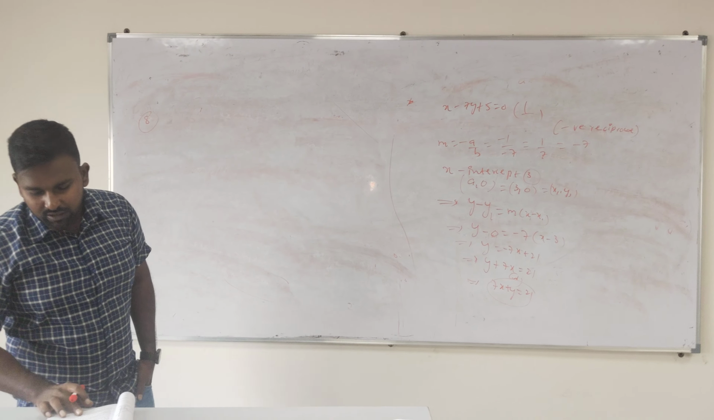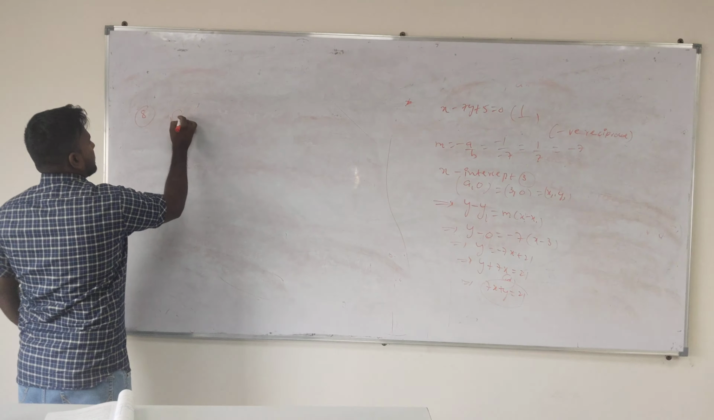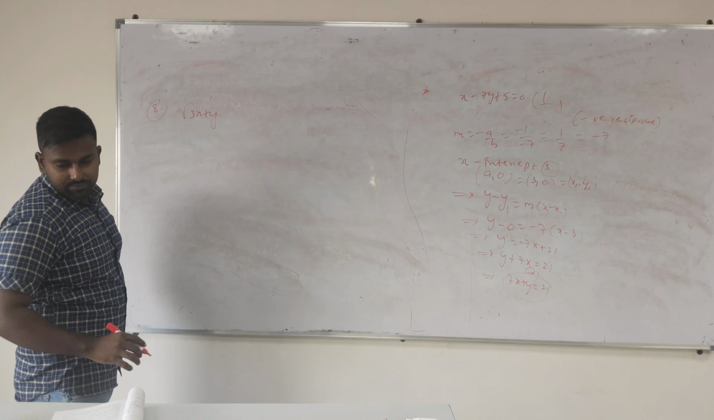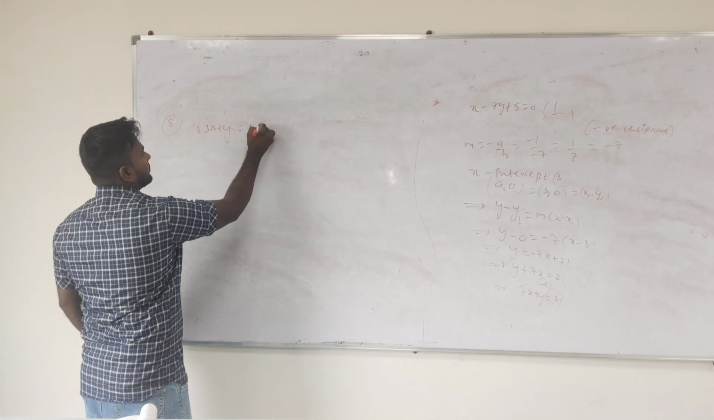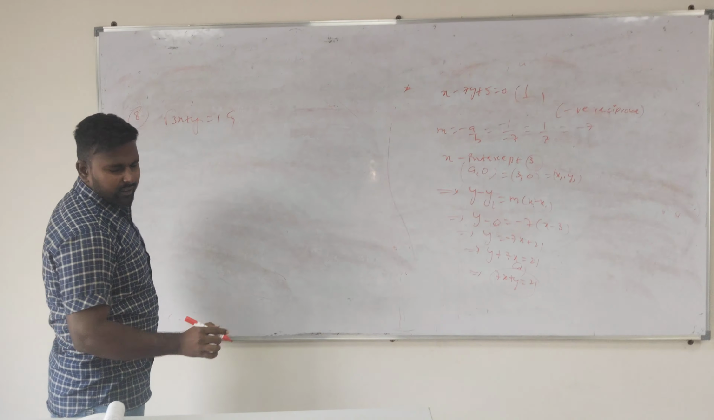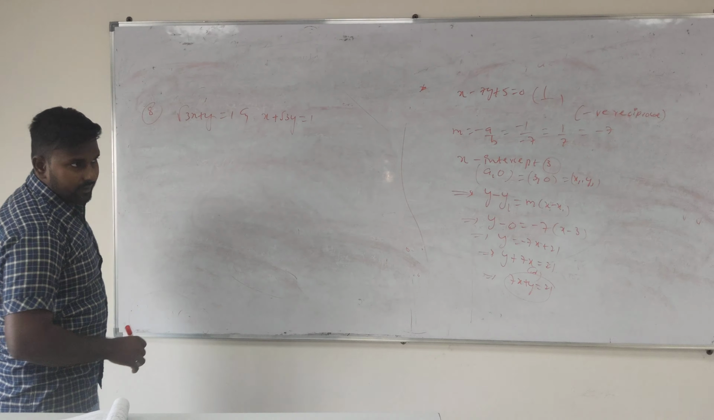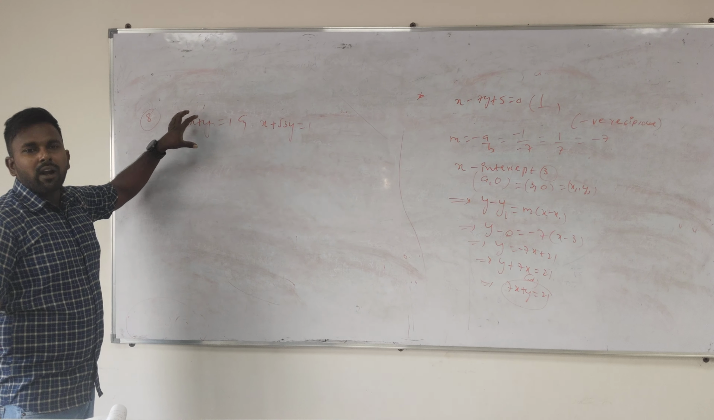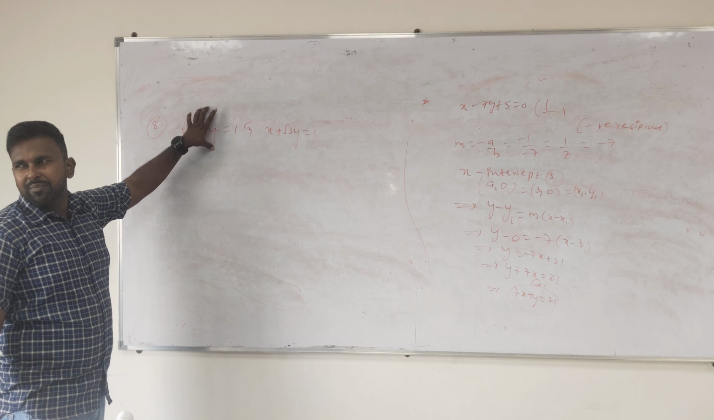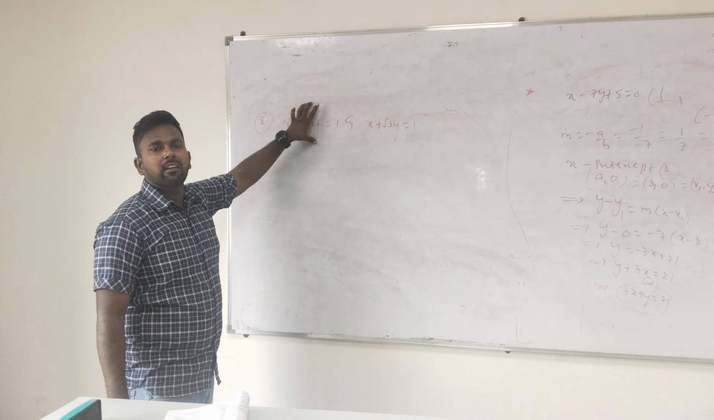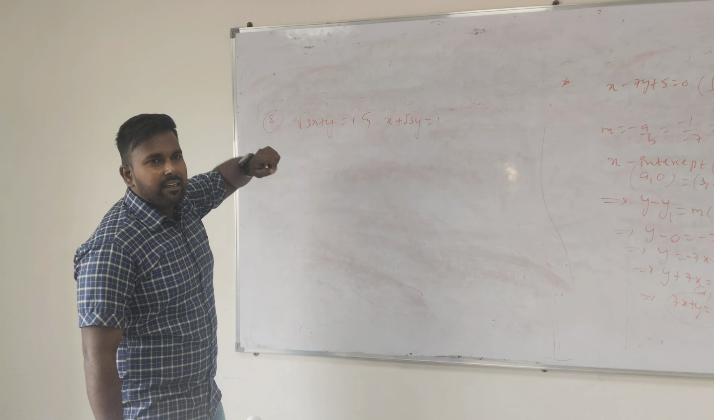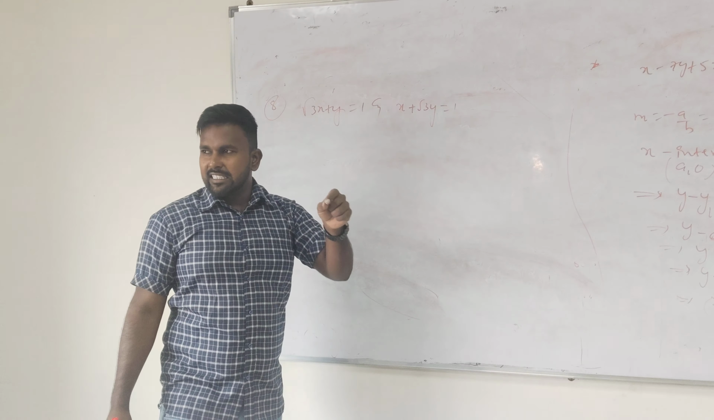Find angle between the lines root 3 x plus y is equal to 1 and x plus root 3 y is equal to 1. So we don't know what the angle is here. Then what angle can we take? We can take an unknown angle which is theta.